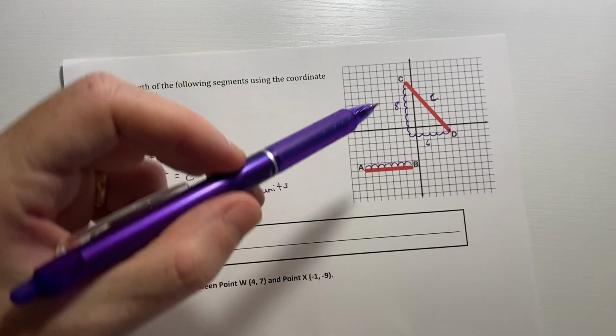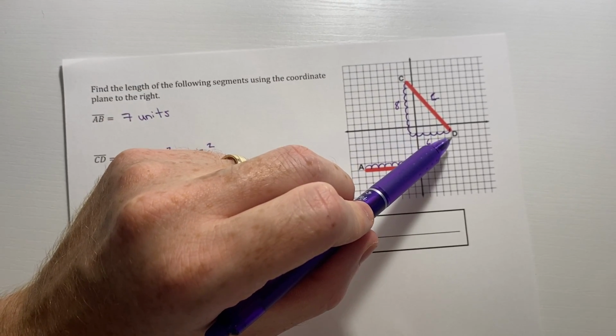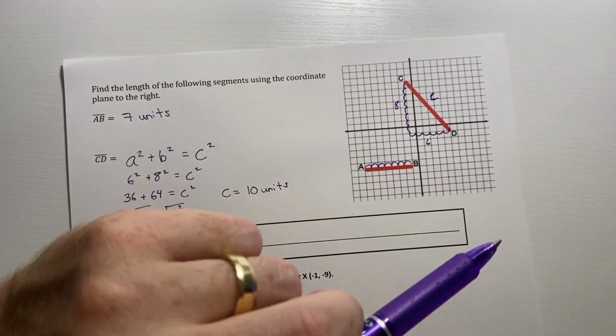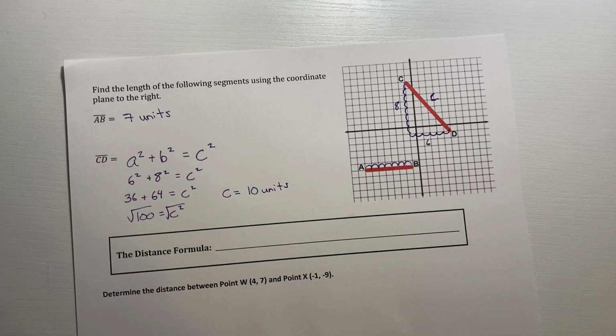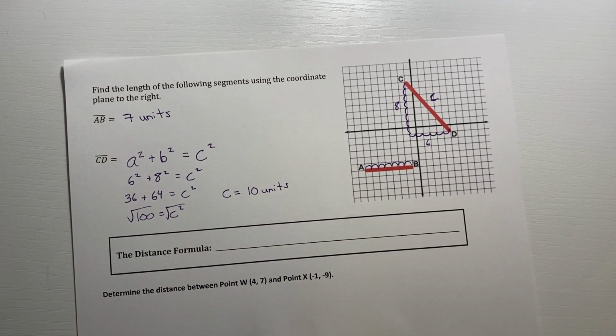Like if my point, instead of it being whatever this is right here, was like 15, 17. I don't want to have to make a graph and count over 15 and count up 17 spots. It's just a lot of work. So there's a formula that will actually get us those values much, much quicker.